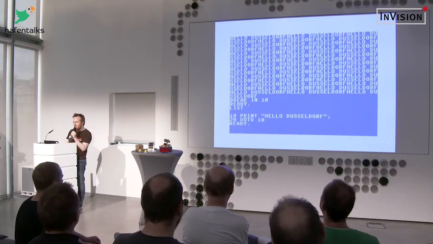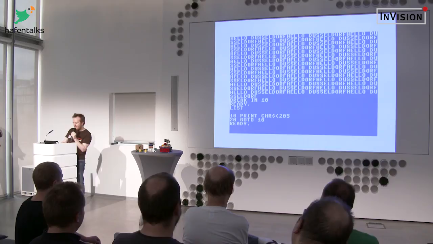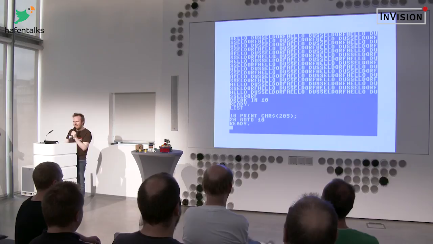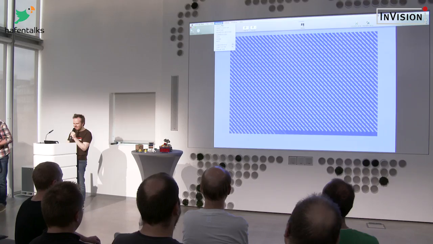So on the Commodore 64, there were actual special characters. I don't know if you played with those. You can do CHR$ and then put a number in brackets, like the character number that you want, and then you can get these special graphics characters. So if I run that, you'll see it looks like a backslash, but it's actually a special graphics character. You'll notice it goes all the way across the character. And then we can add some randomness.